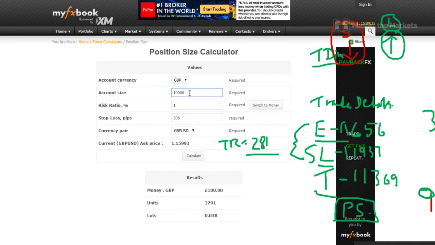Let's say my account size is 10,000. I want to risk only 1%, which is £100 over here. And then I put my stop loss, pips 281, and then I put my currency pair, which is GBP dollar, and I click on calculate. Then it will tell me the units I need to buy. In terms of lot size, that's about 0.041.